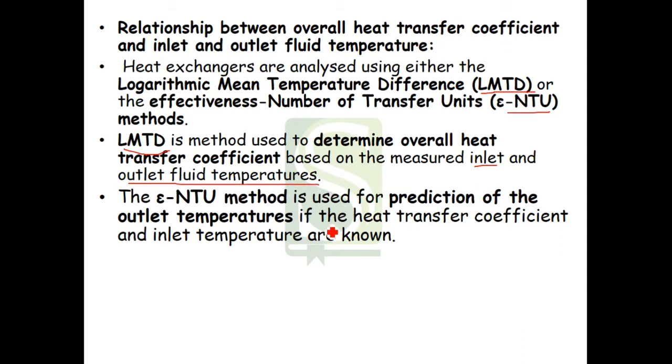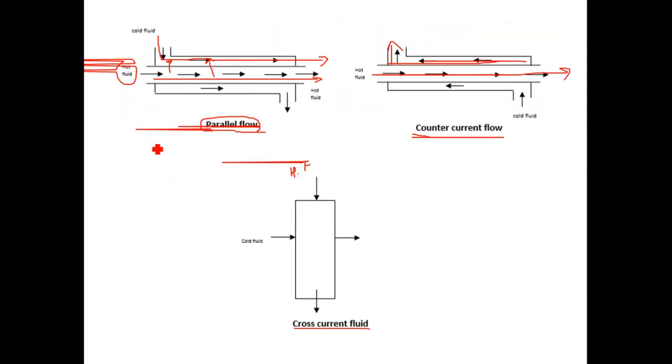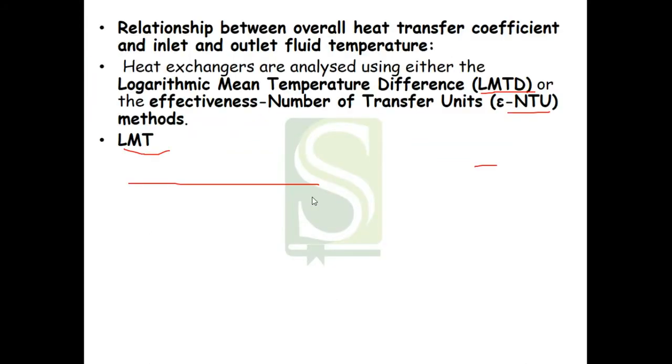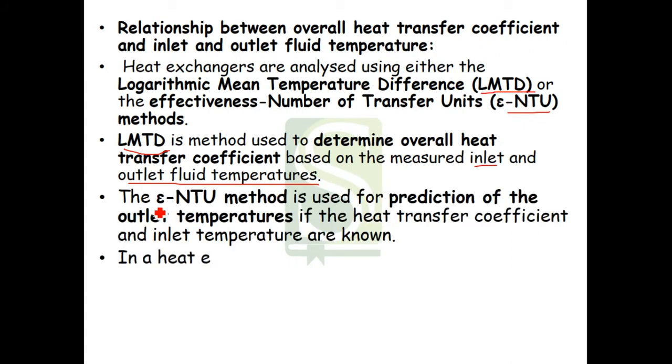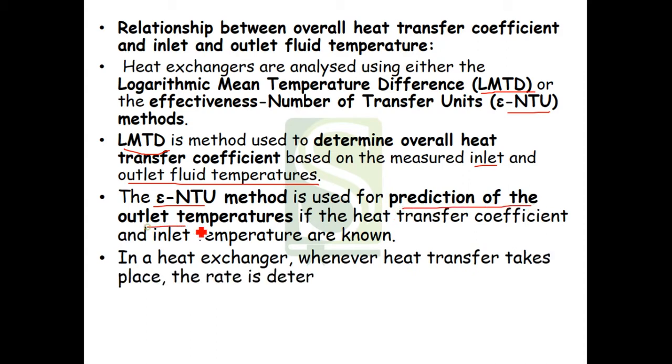outlet fluid temperatures. Okay, means if for this parallel flow we are going to use the LMTD method, then we will require this temperature, this temperature, this temperature and this temperature, right? Whereas in case of the epsilon-NTU method, it is used for prediction of the outlet temperature. Okay, we are not going to measure the outlet temperature here, we are going to predict it. So it is based on the prediction of the outlet temperature if the heat transfer coefficient and inlet temperature are known. Okay, so based on this we will determine the efficiency.